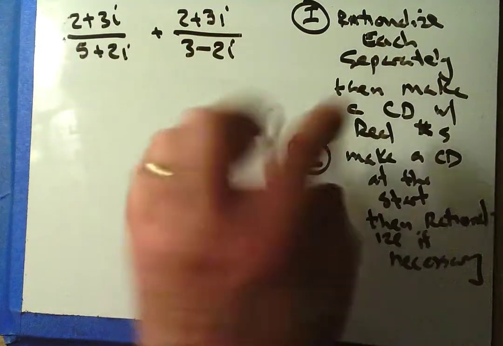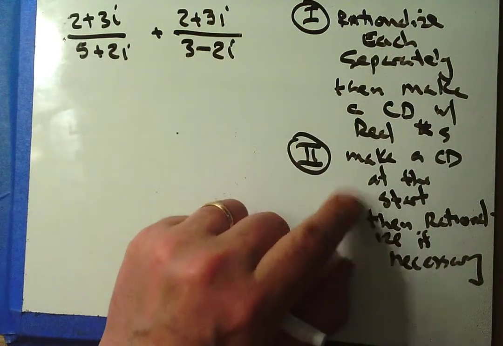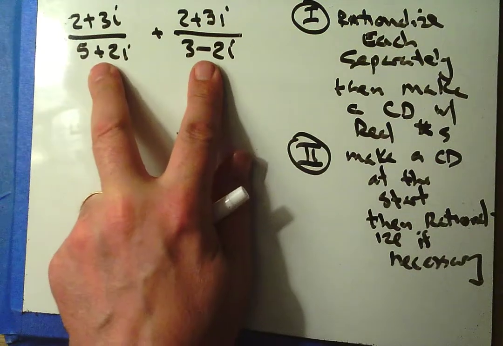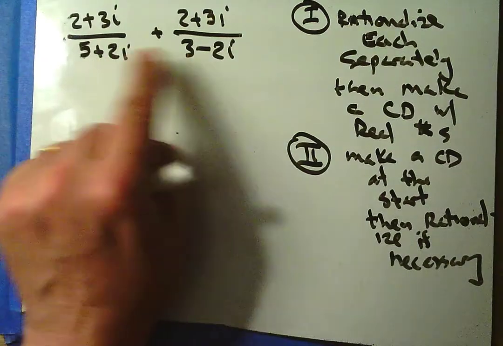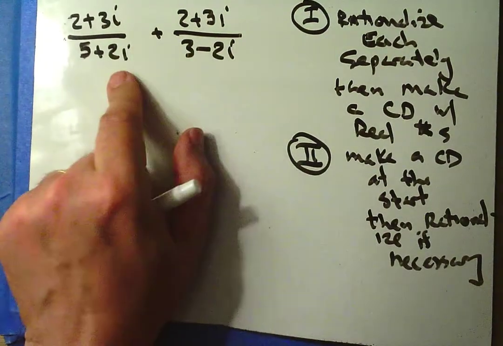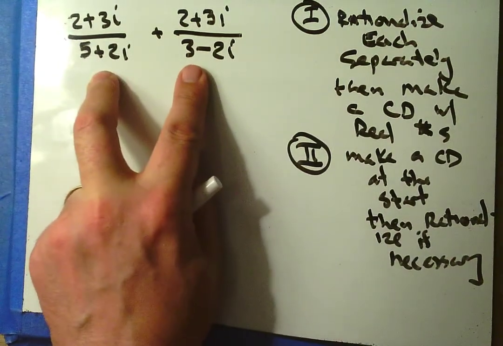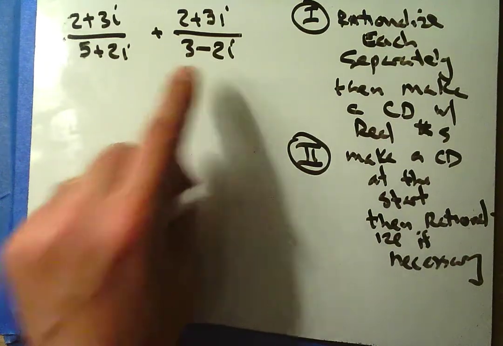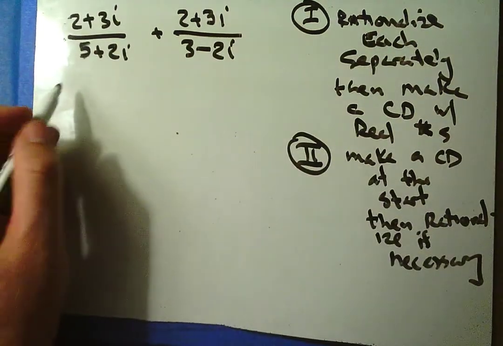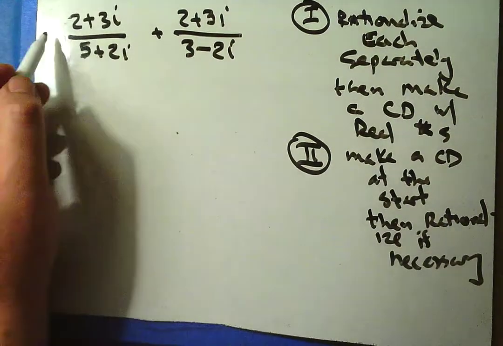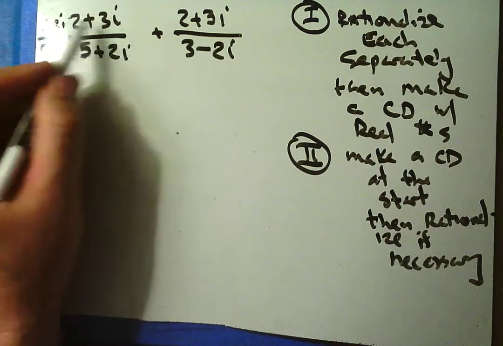I'm going to start by rationalizing each separately, then making a common denominator. Normally I prefer this method, especially when these are conjugates. Often when we see these problems, we're going to see these denominators as conjugates. So if these are conjugates, I'm definitely using this approach. But these aren't conjugates. 5 plus 2i is not the conjugate of 3 minus 2i. So I think I'm going to see what happens when I rationalize each separately. Okay, so here I need to multiply by 5 minus 2i over 5 minus 2i, and don't forget to FOIL.